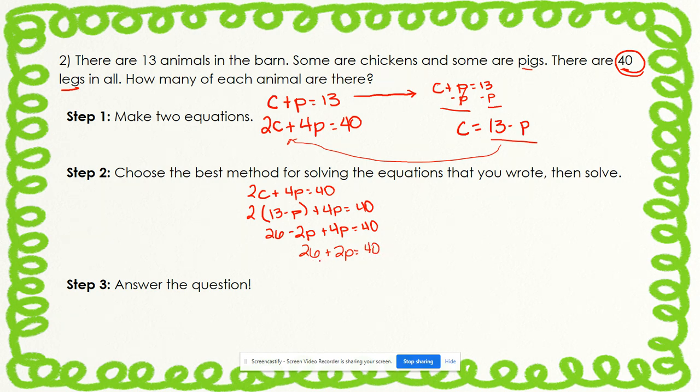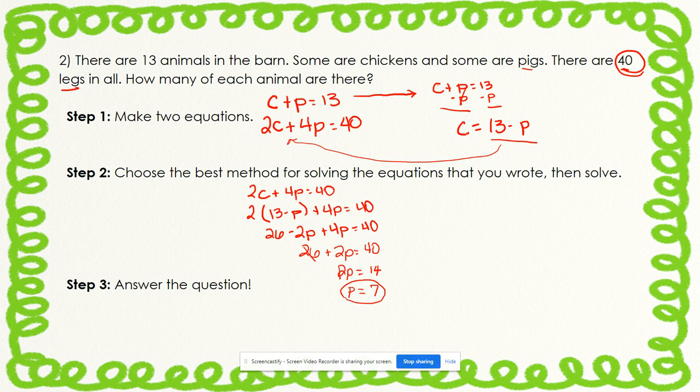Now I need to get P by itself, so I'm going to subtract 26 from both sides. So when I subtract 26 over here, this is going to cancel and leave me with 2P. When I do 40 minus 26, I get 14. Now I need to get P by itself by dividing by 2 on both sides. So when I divide by 2, those are going to cancel and leave me with P equals. On this side, when I do 14 divided by 2, I get 7. So that means I have 7P, or 7 pigs.